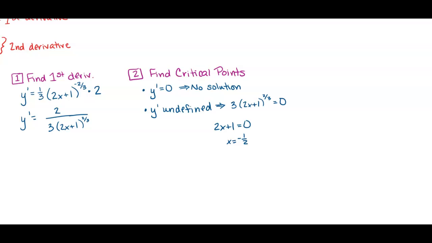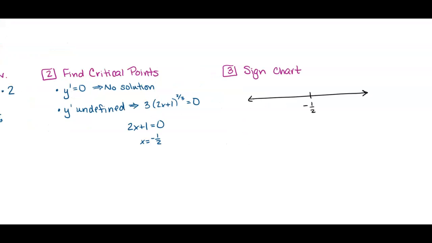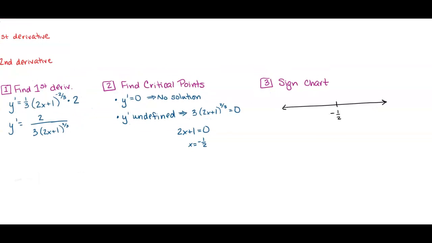Step 3 is to make my first derivative sign chart. And I've only got 1 critical point to put on my sign chart. To build the rest of the sign chart, I need to look at my first derivative. So I need to say, if I plug in something on the right side, is this first derivative over here going to be positive or negative? Well, an easy number to plug in on the right side is 0. If I plug in 0, that's going to give me 2 on the top. It's going to give me 3 times 1 to the 2/3 power, so just 3 on the bottom. A positive on the top, positive on the bottom, gives me a positive. So everything over here will be positive.